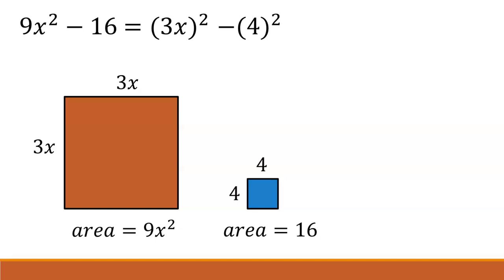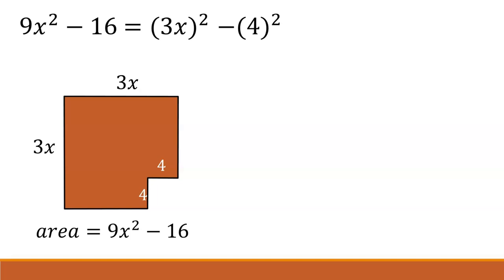We'll start with the large square, and then we'll take away the small square. That leaves us with a shape like this that has an area of 9x squared minus 16. To get from the area model to our factoring formula, we'll do a little rearranging of the area. Let's start by cutting it horizontally right here so that we have a large rectangle and a small rectangle. We can see that the shorter side of the small rectangle measures 4 units, and the longer side of the small rectangle must be 3x minus 4. It's the entire 3x of the large rectangle minus the 4 that we cut off.